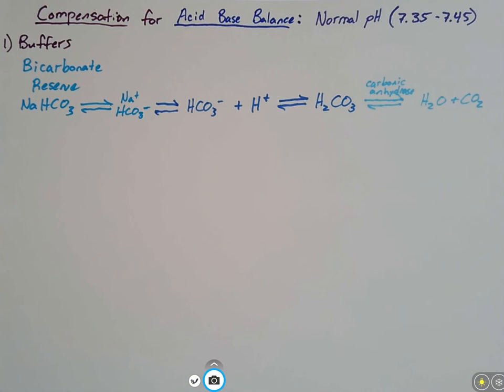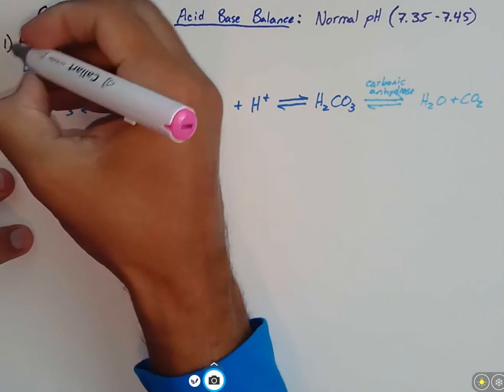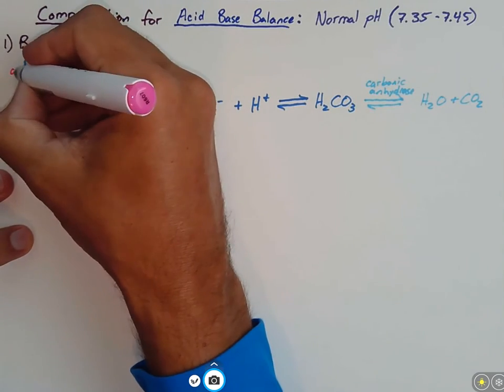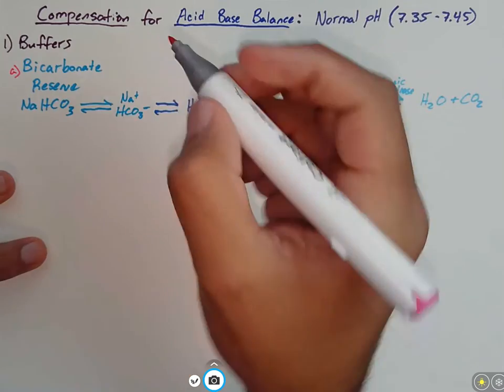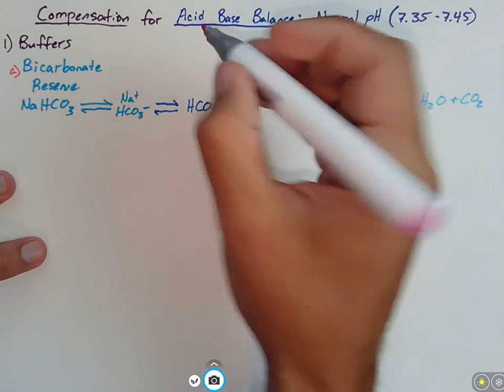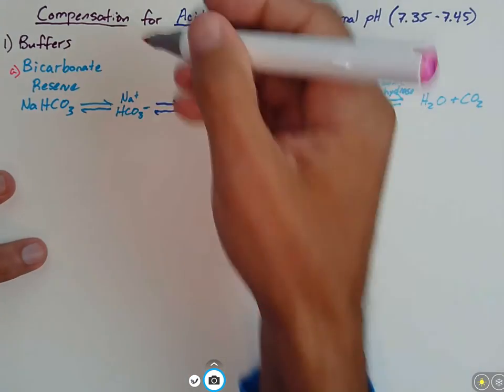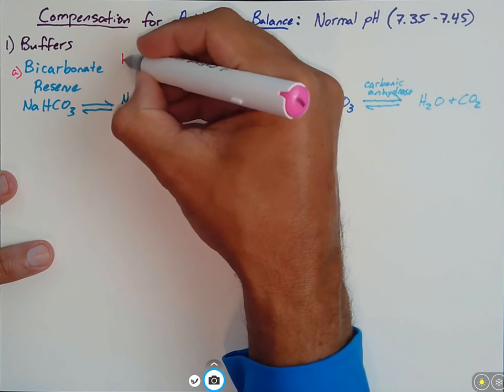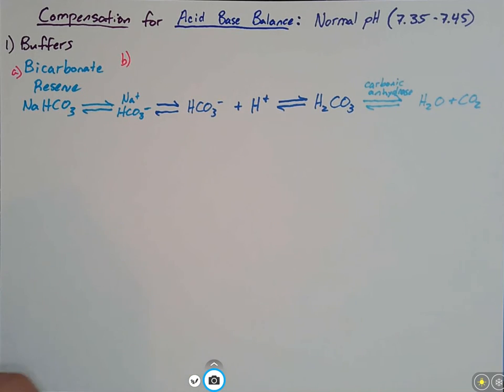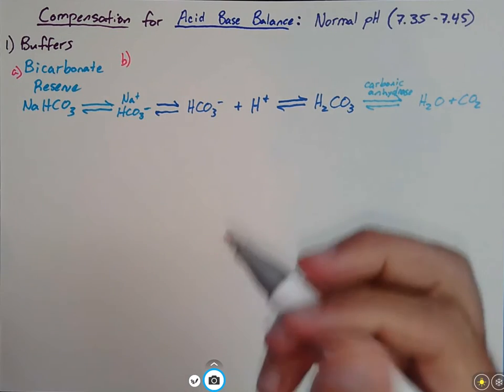There are other buffers in the human body, and it's important to note that. For instance, there are protein buffers. Okay, bicarbonate reserve is just one type of buffer system, but we have other types of buffer systems as well. So I'm going to come up here and say another type of buffer in the system are protein buffers.